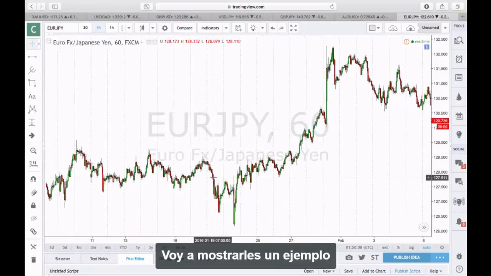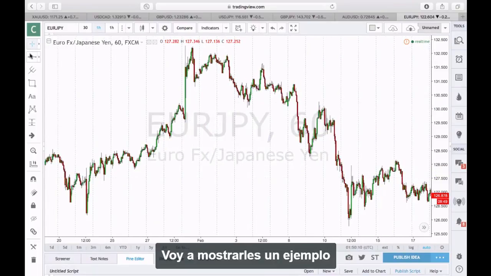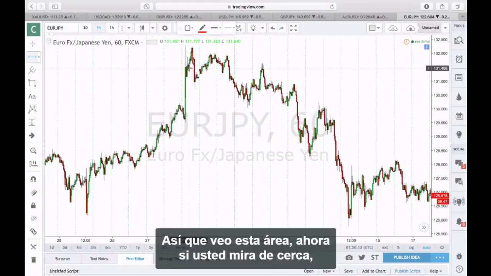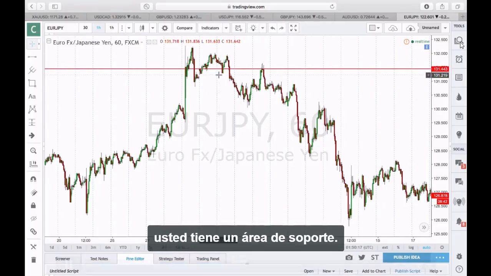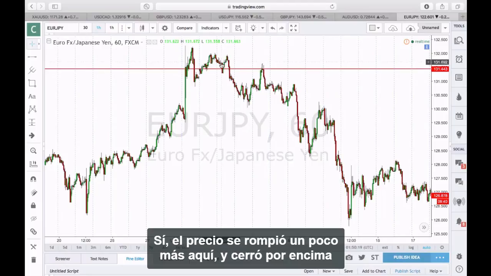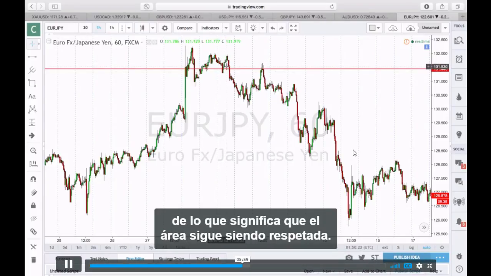Okay, I'm gonna show you guys an example on a downtrend. All right, so I see this area. Now, if you look closely, you have an area of support. Yes, price did break a little bit over here, and it closed above it. That means that area was still respected.